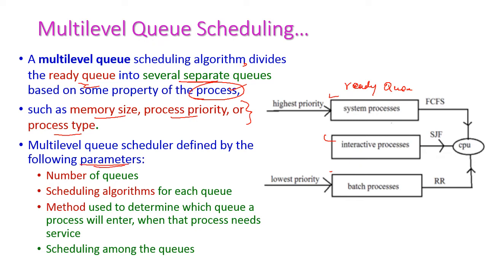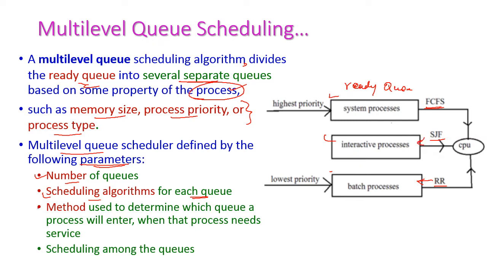This will be created based on the following parameters, right? The multi-level queue scheduler defines the following parameters. What are the parameters? The first one is the number of queues. How many queues are there in our scheduling algorithm? Based on the requirement, the number of queues will change. And the second one is the scheduling algorithm for each queue. So for each queue we can have a separate scheduling algorithm. See, for the highest priority queue we can use first come first serve, for the second one we have shortest job first, and for the third one we have round robin. So based on the requirement, we can select a separate scheduling algorithm for each ready queue.